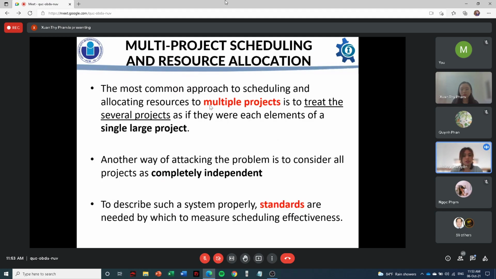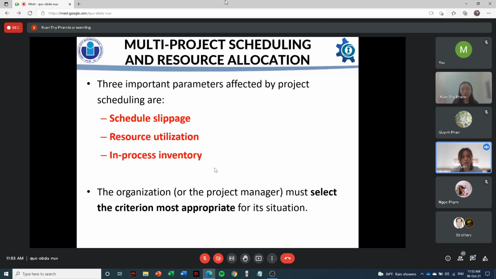Then how about multi-project? The most common approach to scheduling and allocating resources to multiple projects is to treat the several projects as if they were each element of a single large project. Another way of attacking the problem is to consider all projects as completely independent. To describe such a system properly, standards are needed by which to measure scheduling effectiveness. Three important parameters affected by project scheduling are schedule slippage, resource utilization, and in-process inventory. The organization or the project manager must select the criterion most appropriate for each situation.